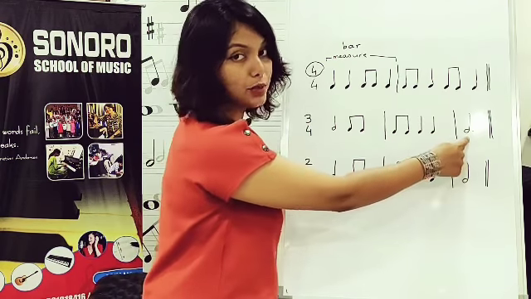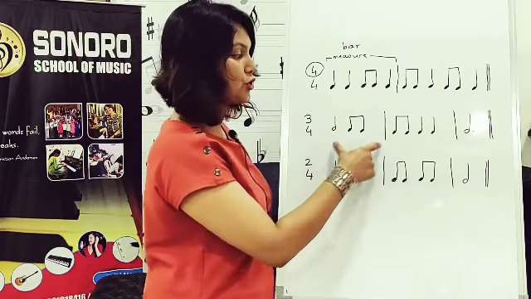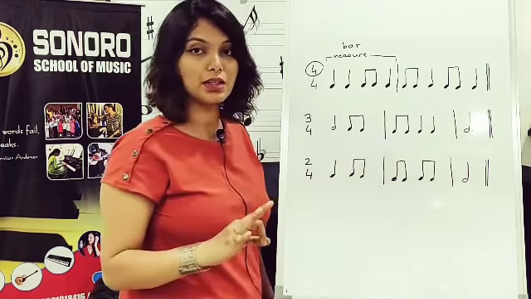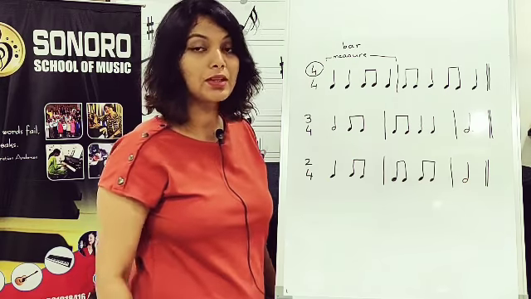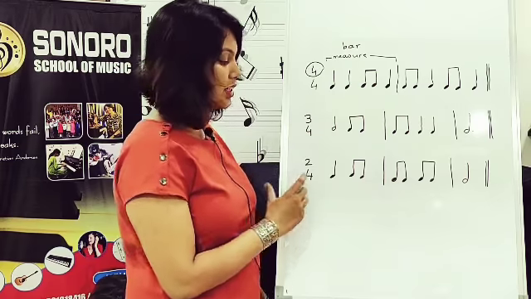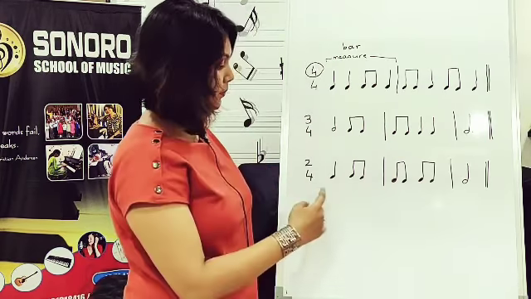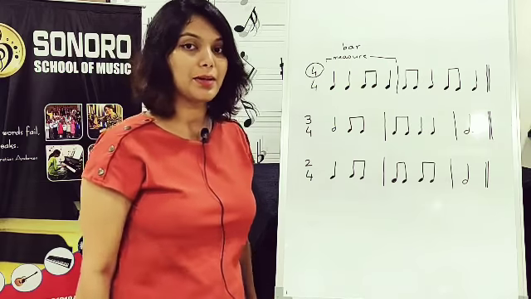A dotted half note is again 3. So I have to make sure that every measure that I have has 3 counts in it. Not less, not more. Similarly, in the second one, in 2/4 time, each measure will have only 2 counts. Right? That's it. Let's try clapping them now.